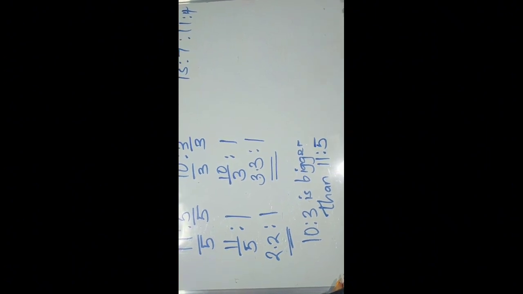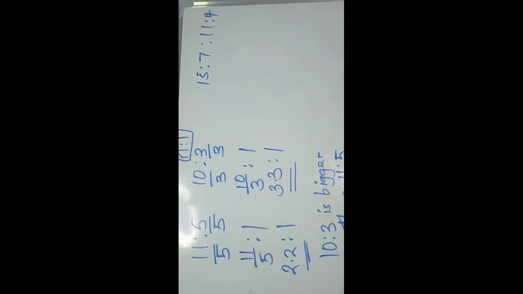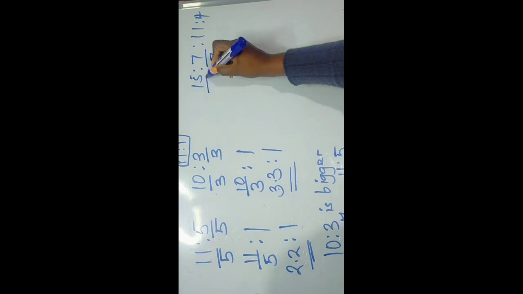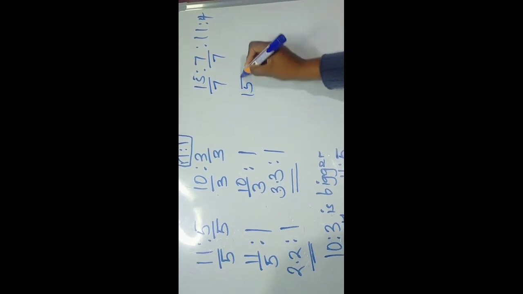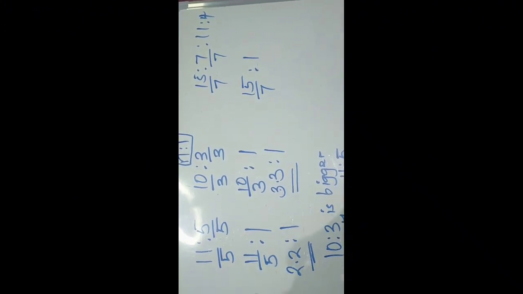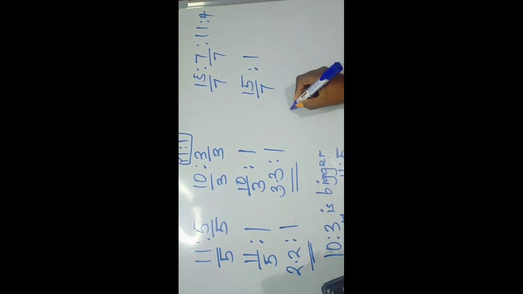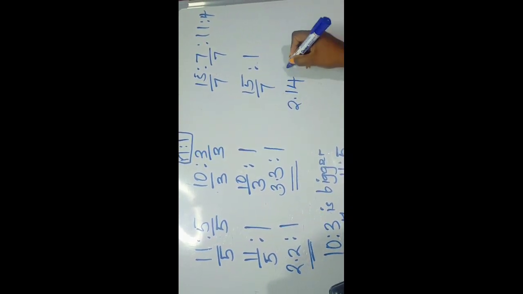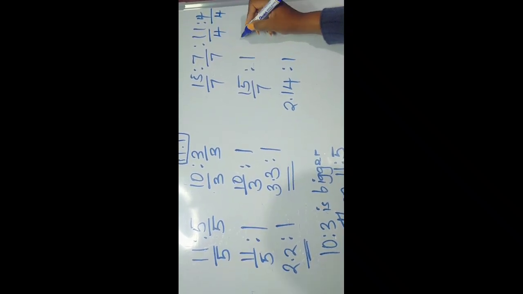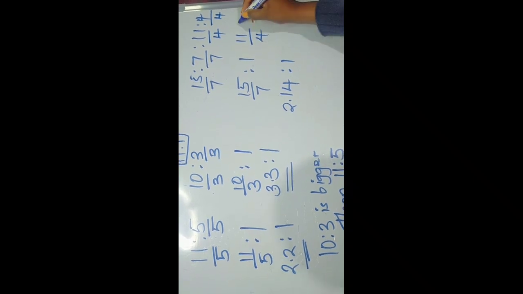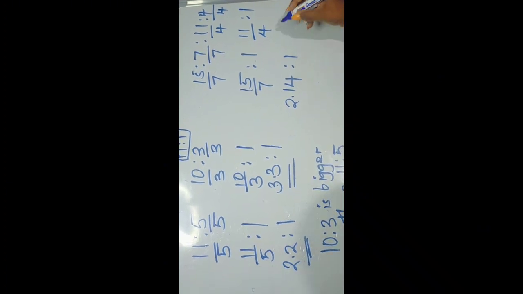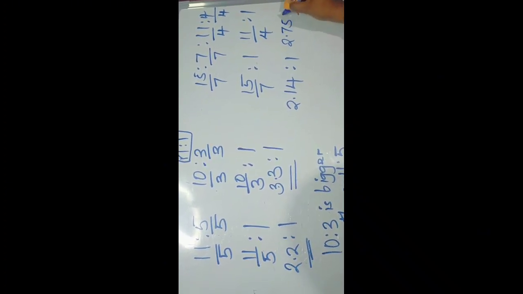Now on the other ratio, we shall still rewrite it in the form n is to 1, whereby we shall divide both sides by 7. Then we have 15 over 7 is to 1, whereby 15 over 7 is equal to 2.14 is to 1. Then on the other side, we divide by 4 both sides, so that we shall have 11 over 4 is to 1. 11 over 4 is 2.75 is to 1.